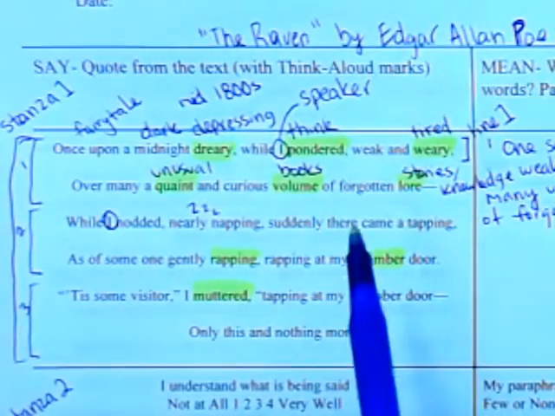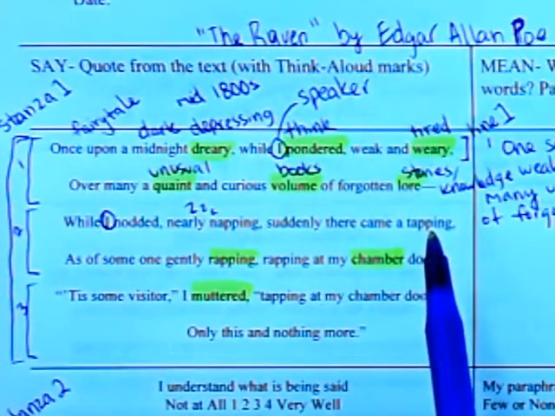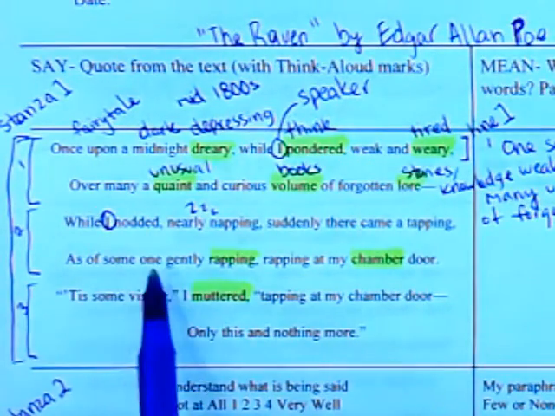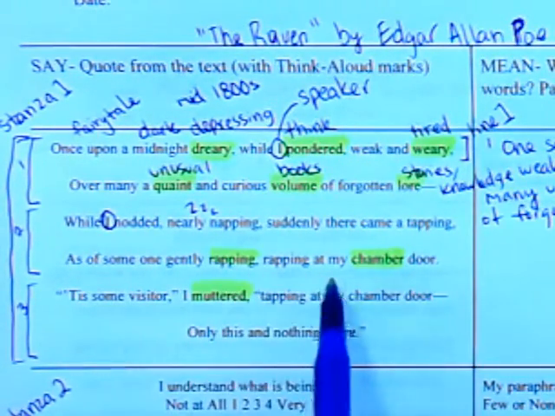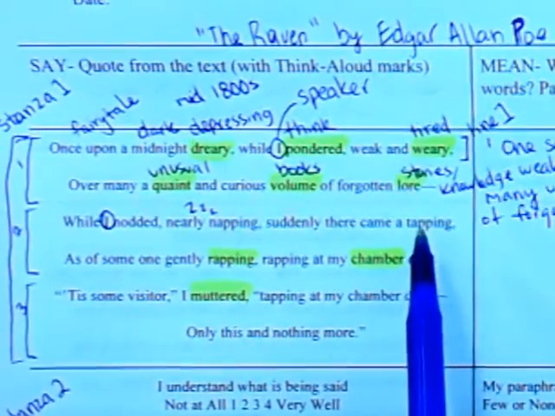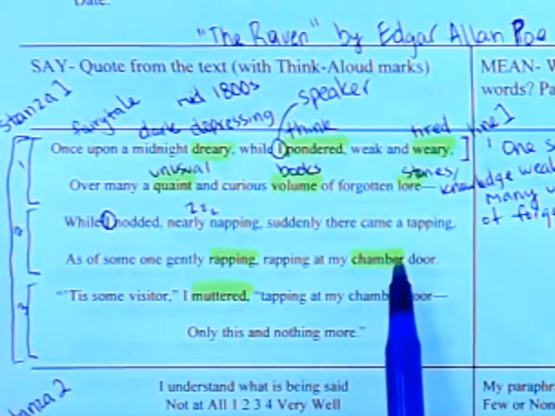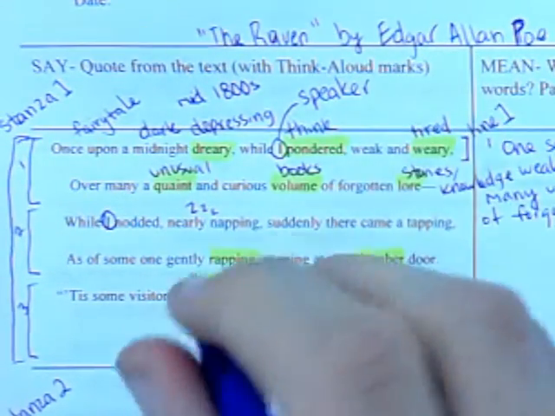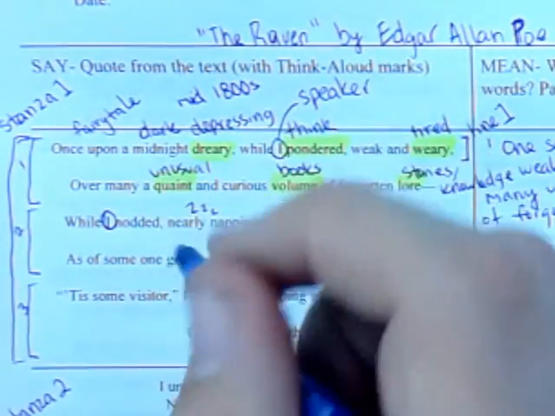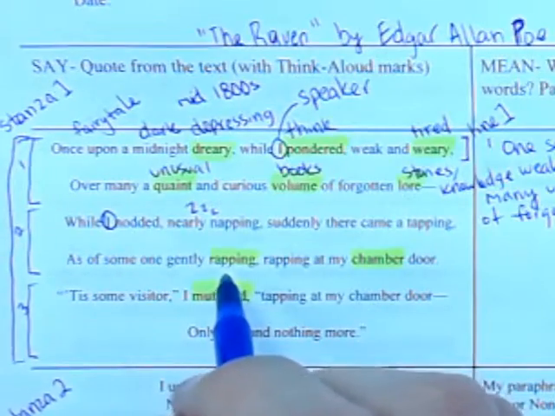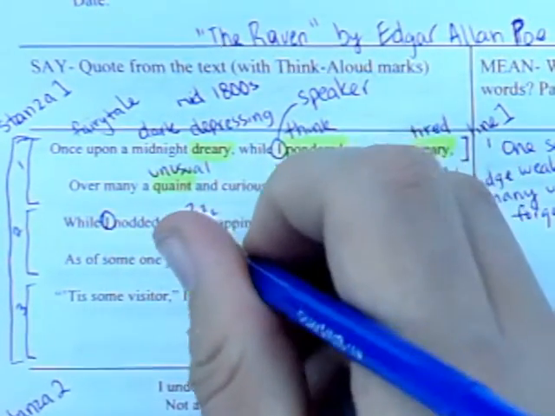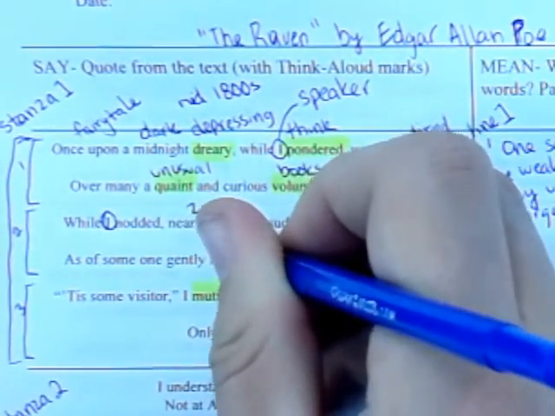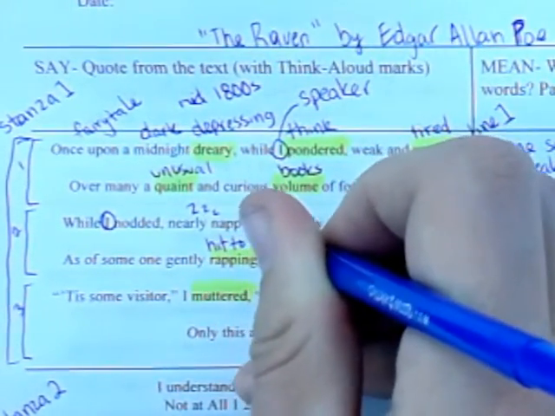Suddenly there came a tapping. So we have a tapping. And where is the tapping? "As of someone gently rapping at my chamber door." So I know that someone's tapping at his chamber door. And I think rapping just means, not like rap the way we think about it, but rap just means to hit to make sound.